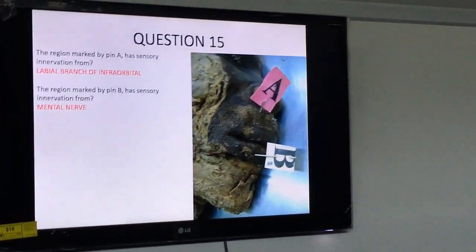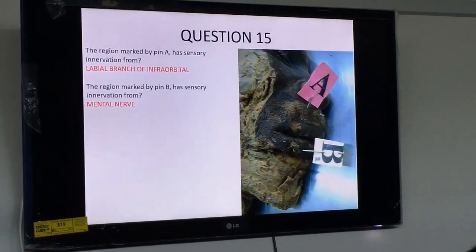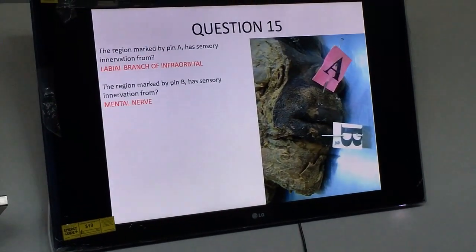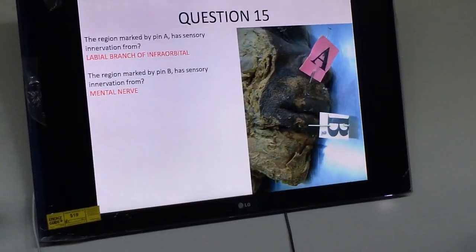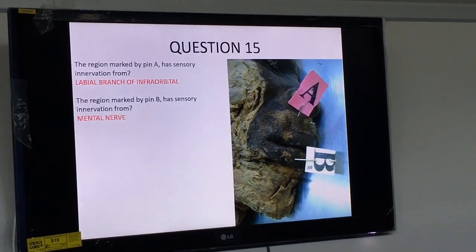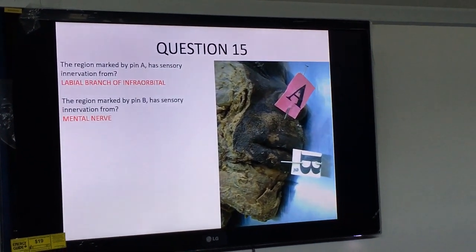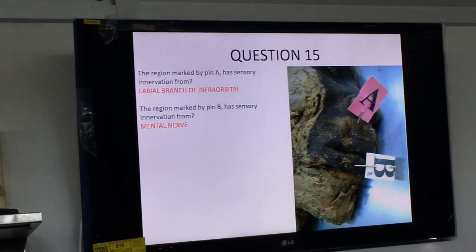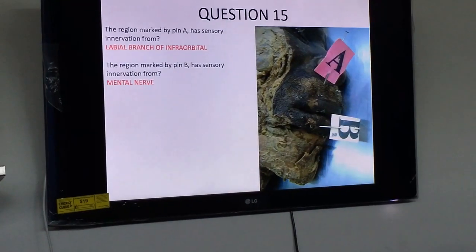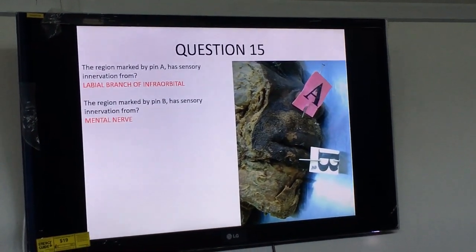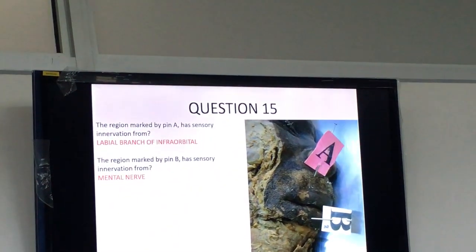The region marked by pin A has sensory innervation. This is another thing I keep telling you about. So it's the labial branch of the infraorbital nerve for A. And for B, you can say the labial branch of the mental nerve. What I don't like about this new system is that in the past, you could say inferior alveolar nerve too. But since the multiple choice has only one answer, I think it's unfair for you guys. But I guess they can always argue that the answer is there.